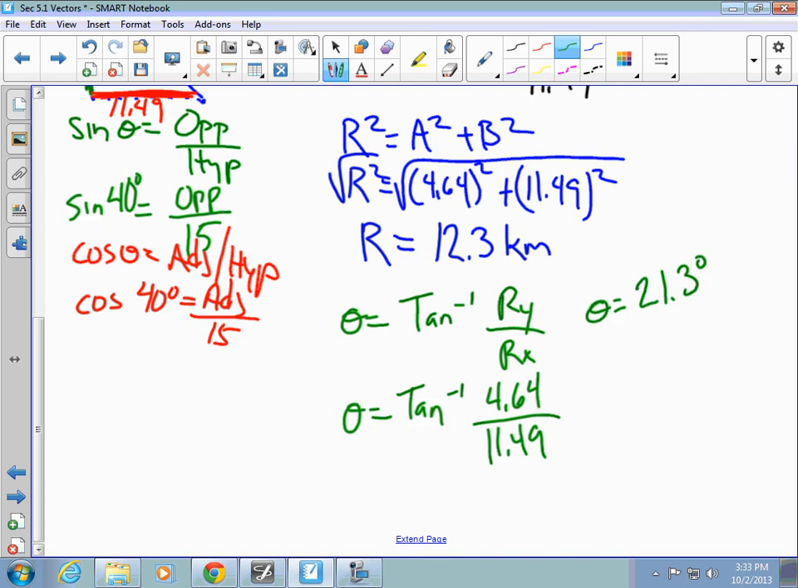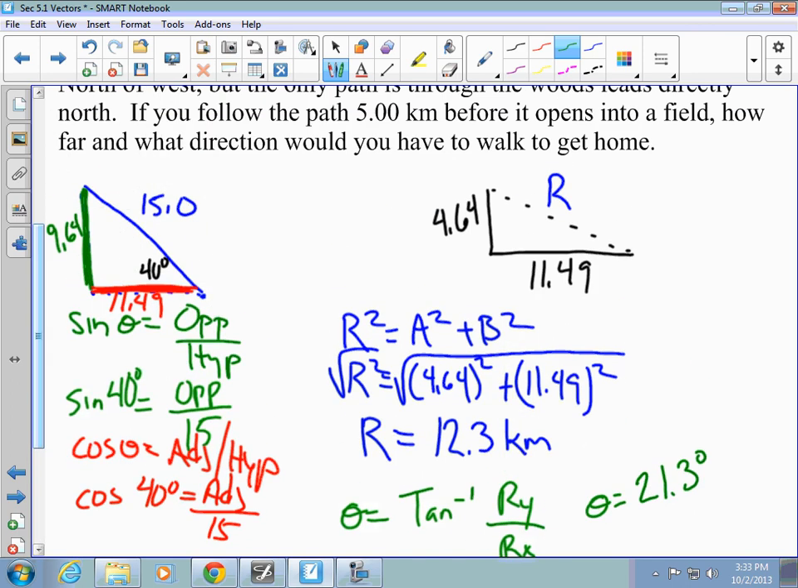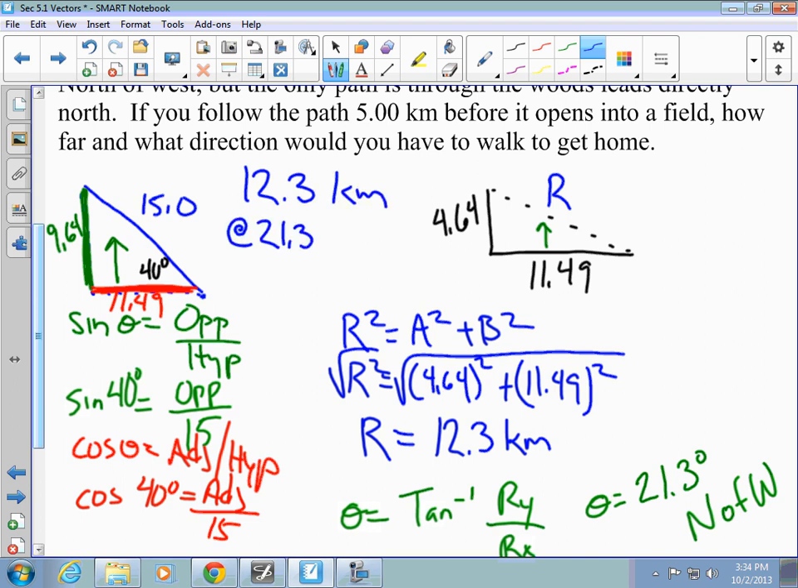What's important to note is, again, direction comes into play. We started north of west. We're still going to end north of west. Our angle is just slightly different, so we are going to go 21.3 degrees north of west. Now, when we talk about component vectors, since vectors have a unit and direction, my final answer would be 12.3 kilometers at 21.3 degrees north of west. That would be my final answer.